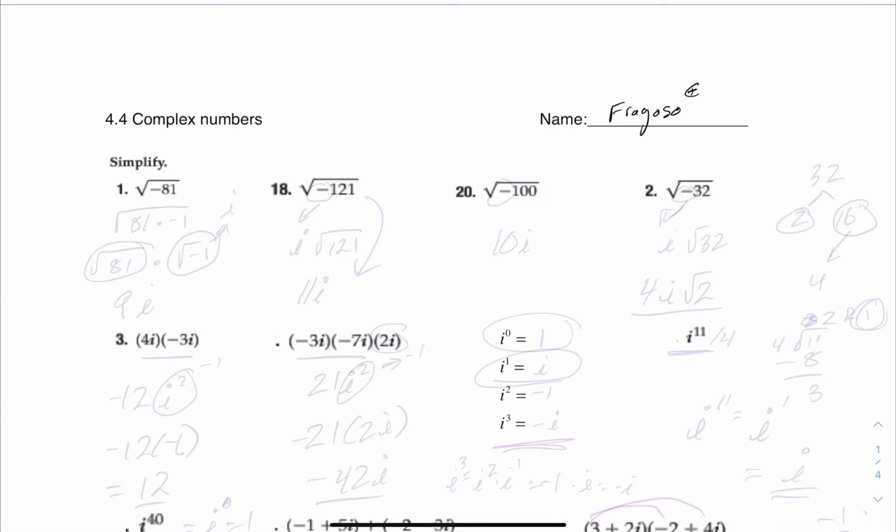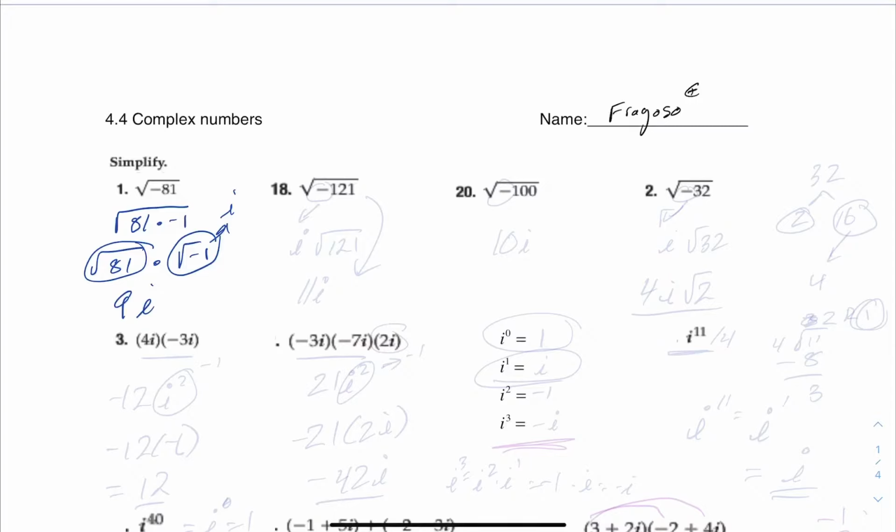Okay, 4.4 complex numbers. Let's go to this worksheet. So square root of negative 81. You can write this like that. You could do 81 times negative 1. Then we can split it: square root of 81 times square root of negative 1. Square root of 81 is just 9. Square root of negative 1, by definition, that's i. So we get 9i. Now that's a long way of doing it.